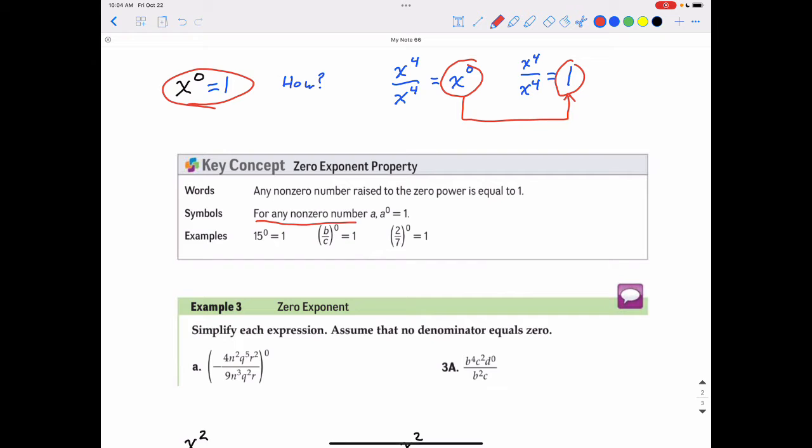For any non-zero number, a to the 0 power equals 1. So 15 to the 0 power, well, that equals 1. c to the 0 power, well, that's going to equal 1 because everything to the 0 power does. 2 sevenths to the 0 power, well, that equals 1 too. I could have 1 million to the 0 power, and it still equals just 1. Anything to the 0 power equals 1.